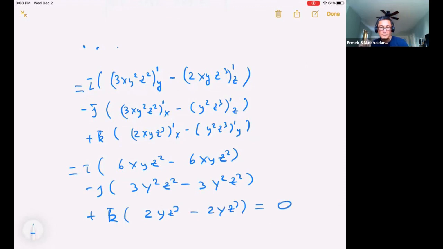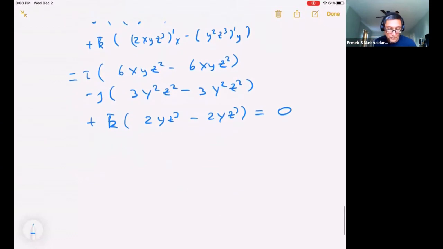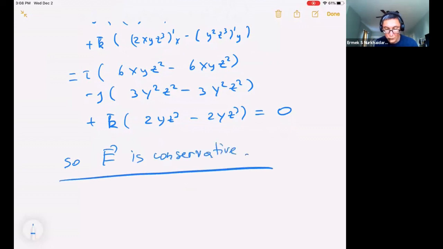So I got 0. According to my calculations, I got 0. So F is conservative.